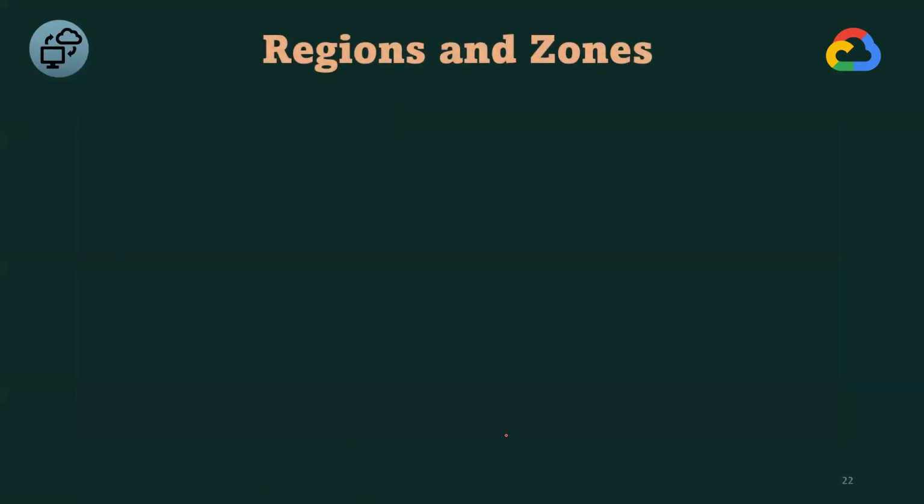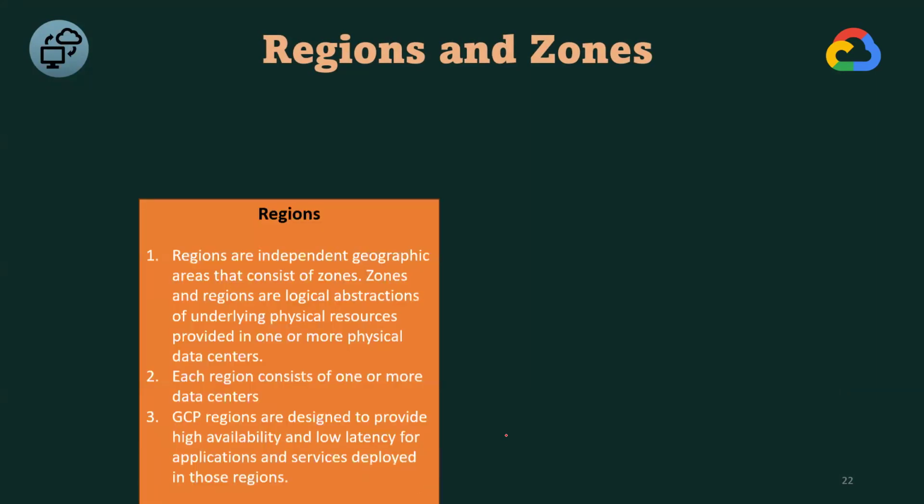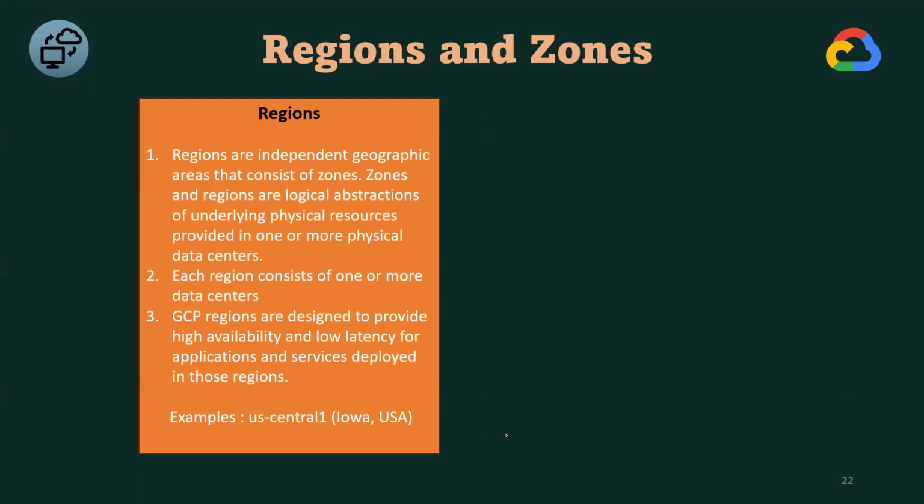Okay, let us try to understand the definition point of view. What is a region and what is a zone? A region is an independent geographic area that consists of zones. Zones and regions are the logical abstractions of underlying physical resources provided in one or more physical data centers.